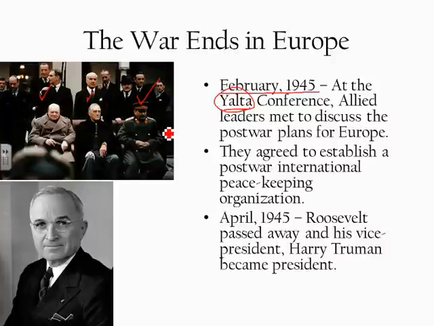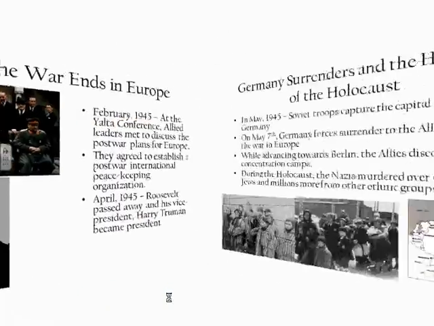And one of the things that they're talking about is what to do with post-war Europe in terms of how are we going to try and recover from this? And one of the things they agree on is to have an international peacekeeping organization, kind of like the League of Nations, right? But it's going to be even stronger because the United States is going to be involved. When FDR passes away, his vice president, Harry Truman, becomes president, and he's going to lead the United States through the remaining months of the war.